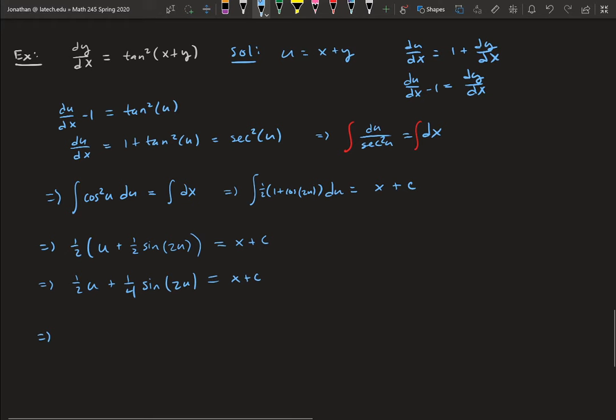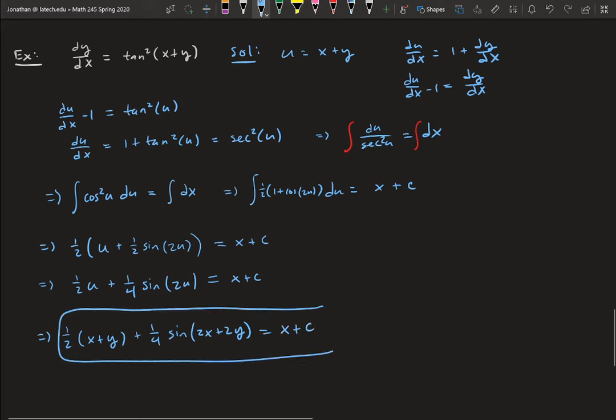So this tells us our equation. We're going to leave it implicit, of course. It's going to be 1/2 x plus y plus 1/4 sine of 2x plus 2y equals x plus c. And I'll just leave this implicit solution because solving for y will be very difficult. So this one is just an implicit solution. We're going to leave it like that.